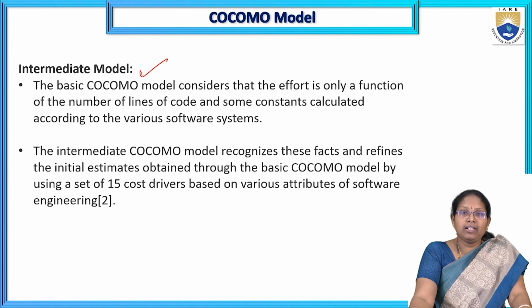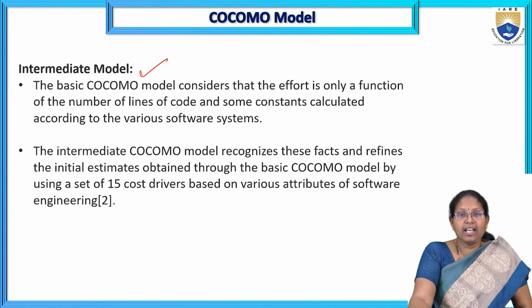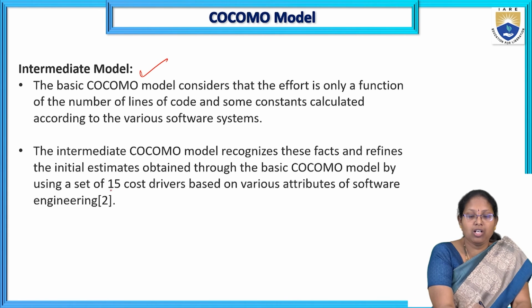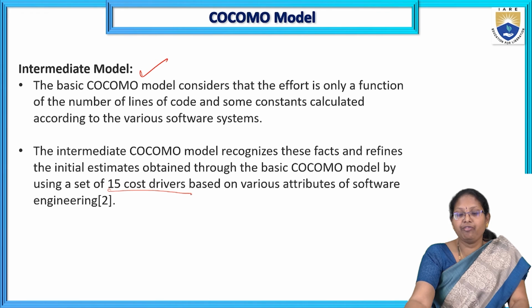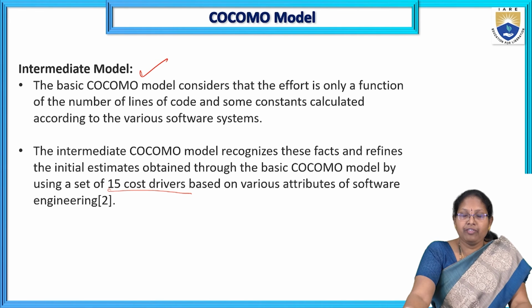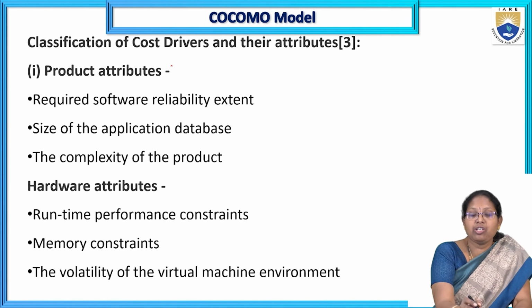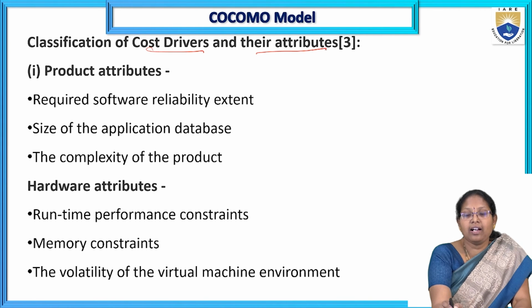Here, cost drivers, some parameters, are also taken to calculate the cost estimation. So there are 15 cost drivers, which are predefined, from various attributes of software engineering. So what are the different kinds of attributes as well as the cost drivers: the classification of cost drivers and their attributes.